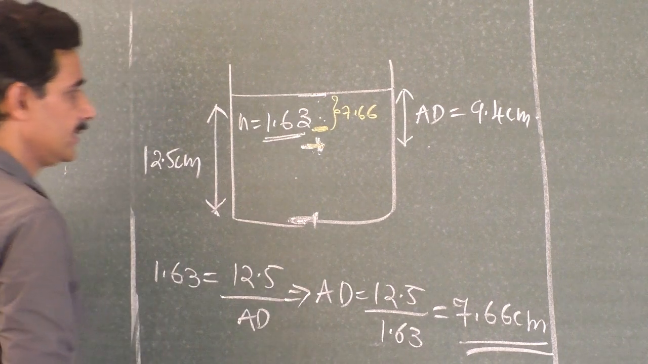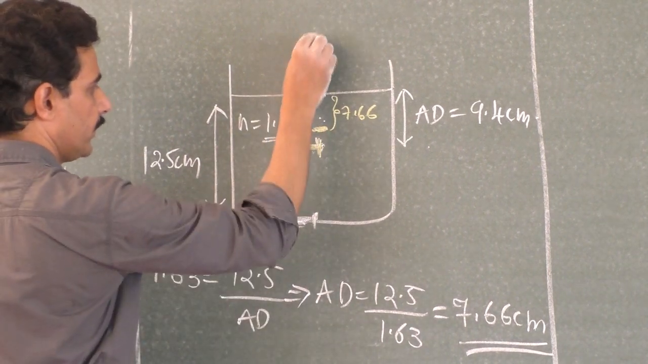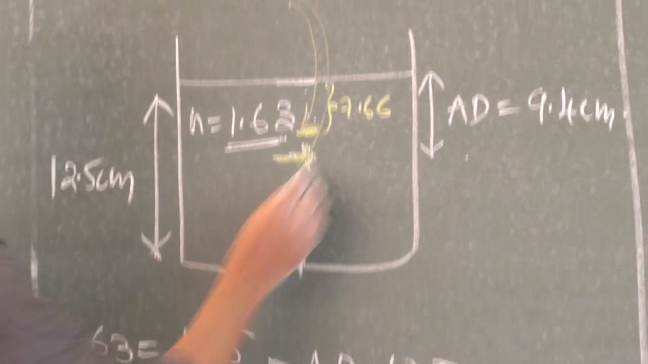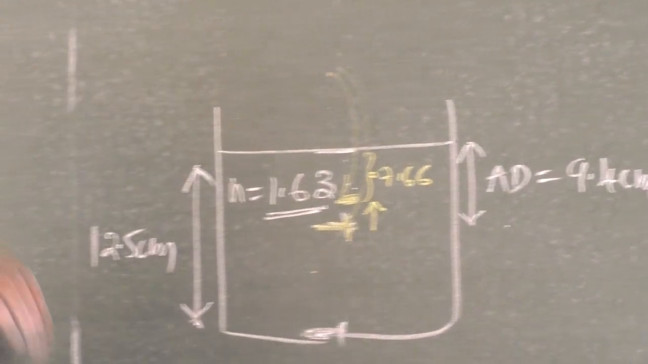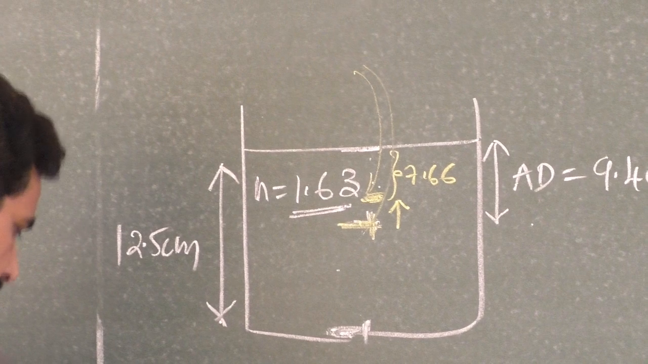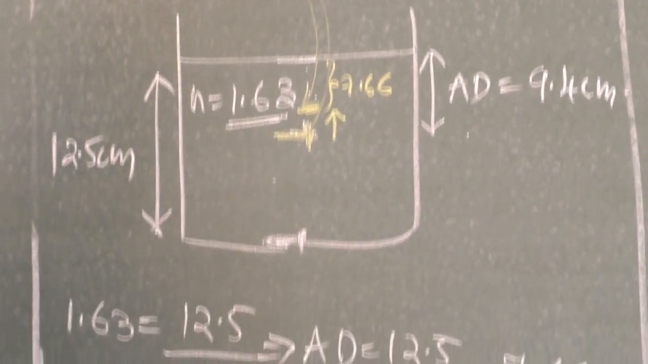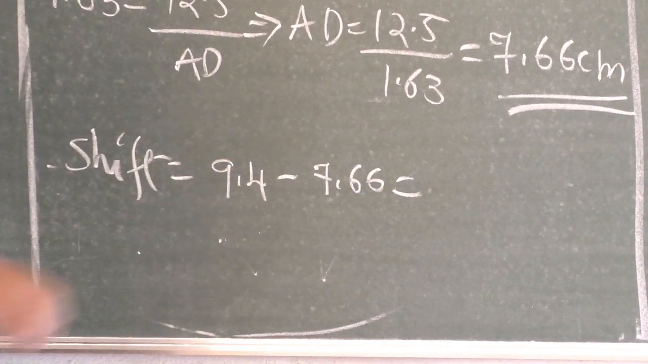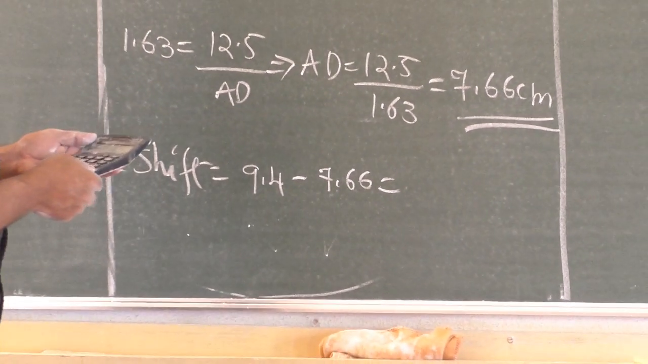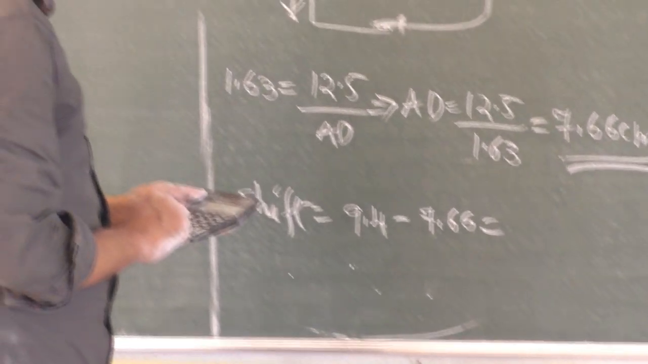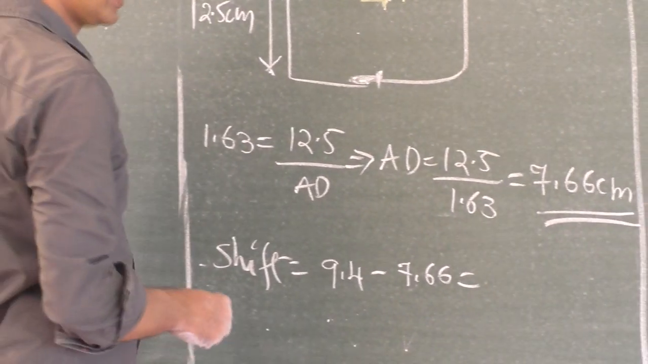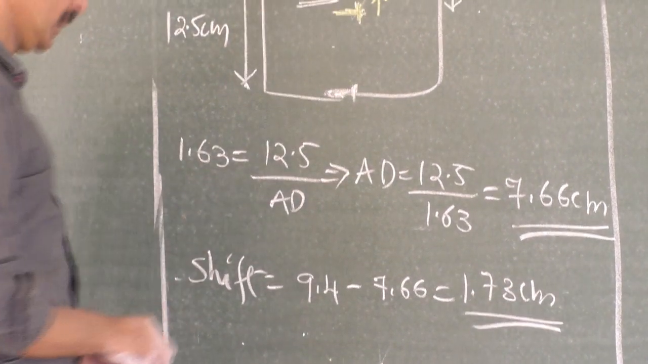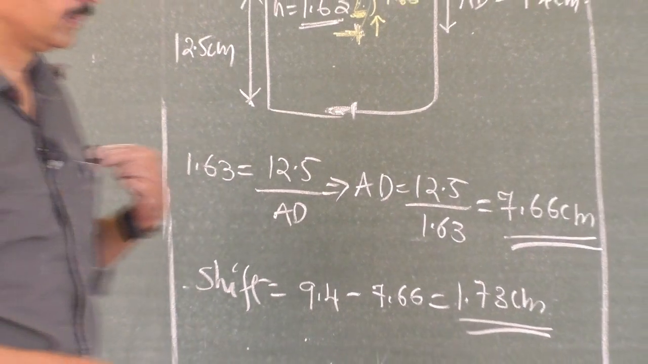So here, 7.66. That means already our microscope has been focused here. Now it has to be refocused here because the liquid is different, shift is different, apparent depth is different. By how much does the microscope have to be lifted? That is this difference, this one minus this one. So the shift in the microscope required is the original apparent depth, 9.4, minus 7.66. That answer comes to almost 1.73 centimeters. By this much it has to be shifted up. Very easy problem. Okay. We will move on to the next problem.